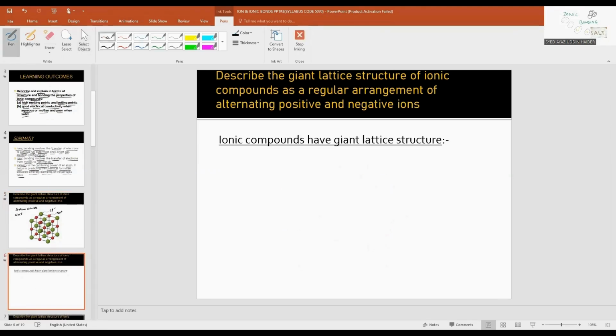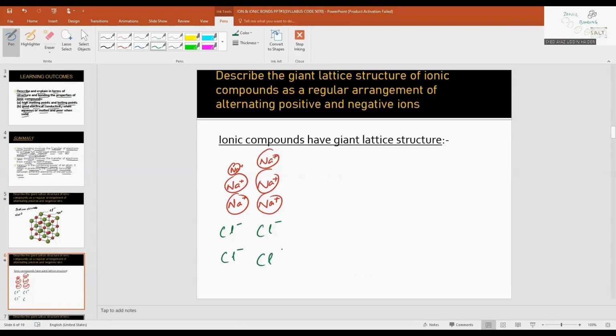Whenever ionic compounds are produced, there are lots of positive and negative ions. Lots of Na+ ions and lots of Cl- ions. So I'm making a small part of this.